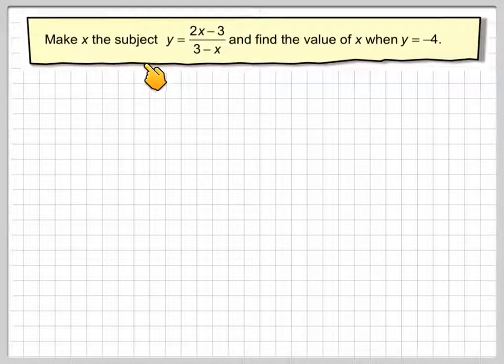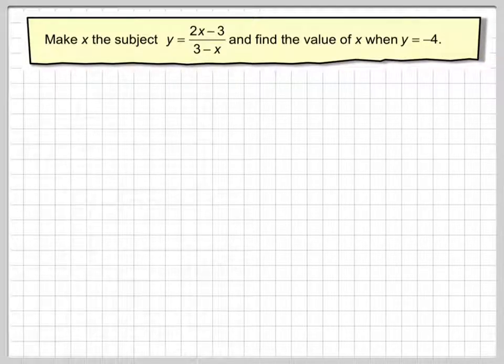Make x the subject when y is equal to 2x minus 3 over 3 minus x, and find the value of x when y is equal to minus 4. Right, so when making x the subject, we've got to rewrite this formula so that it's x is equal to.